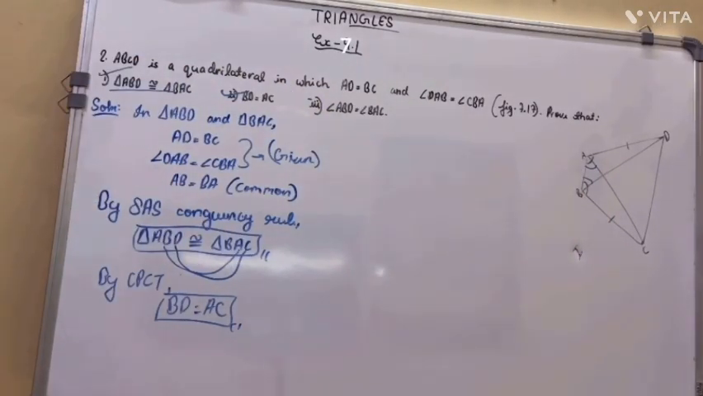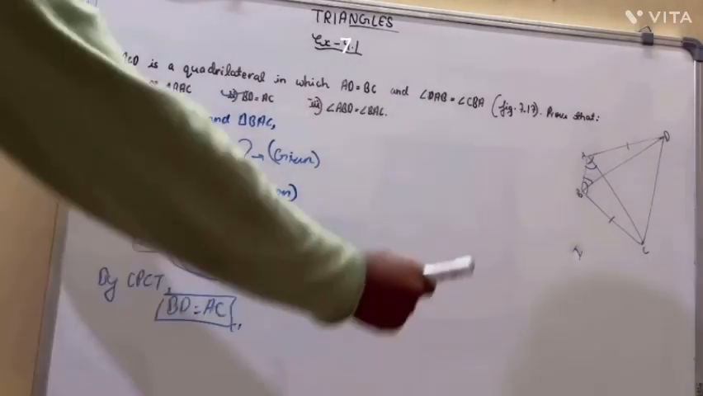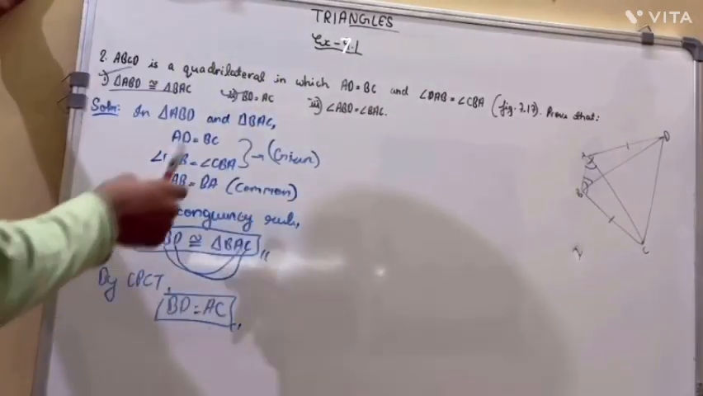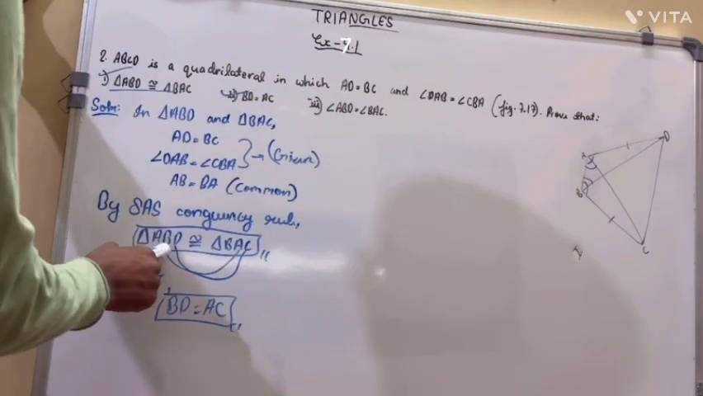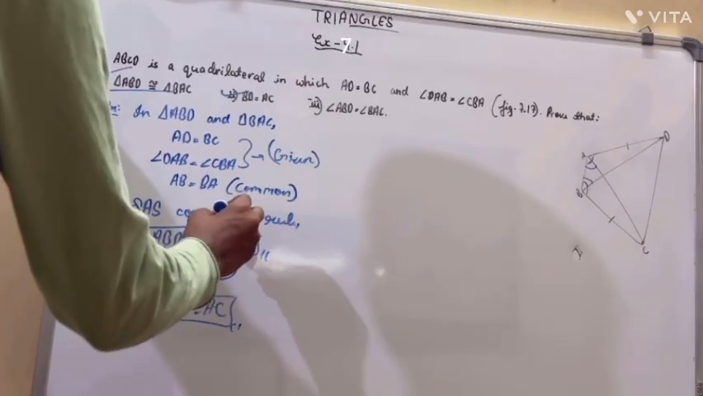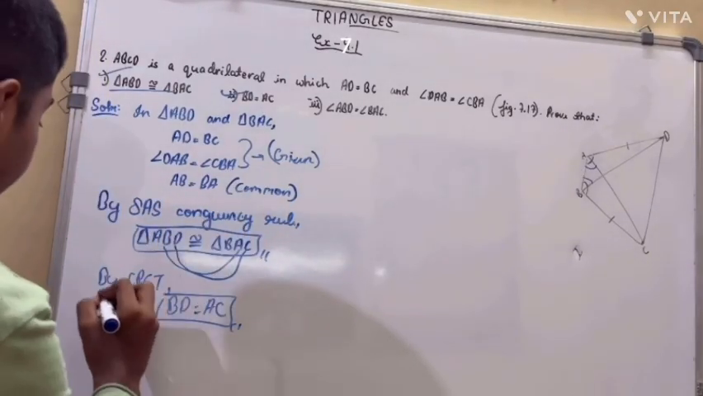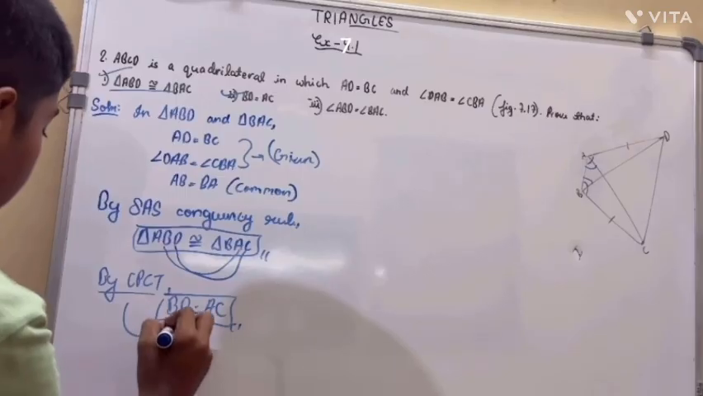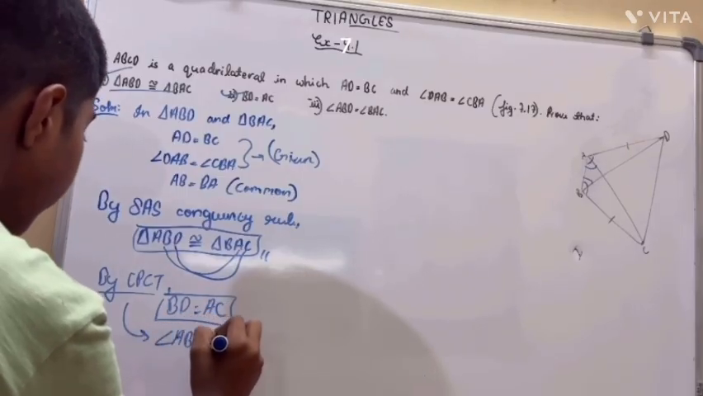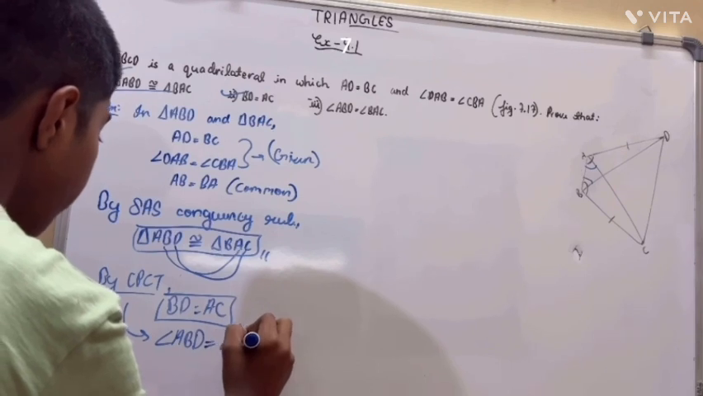So for this we need nothing. We just need CPCT. How? Because here angle ABD is equal to angle BAC. So we can write, by CPCT, angle ABD is equal to angle BAC.